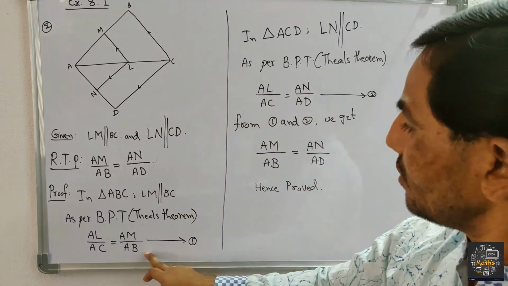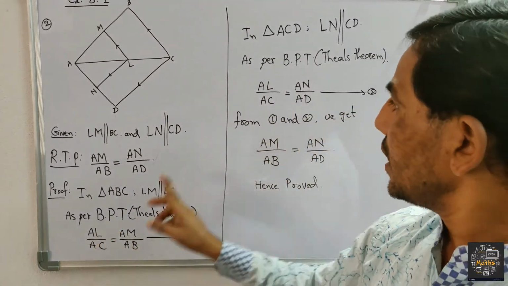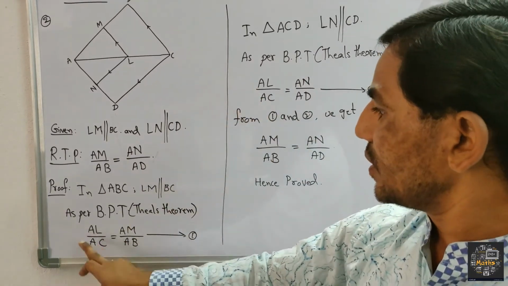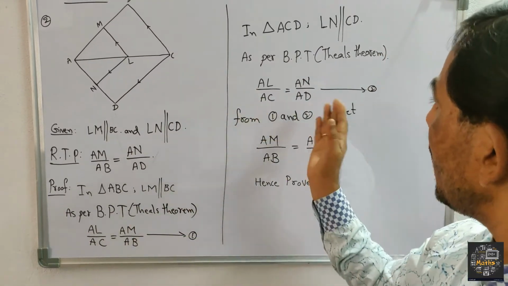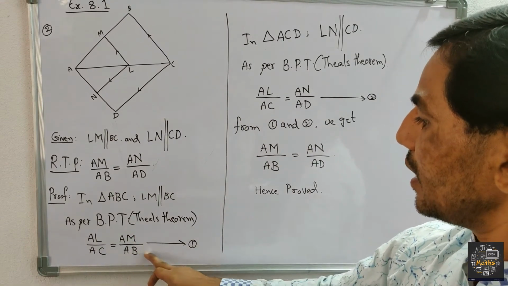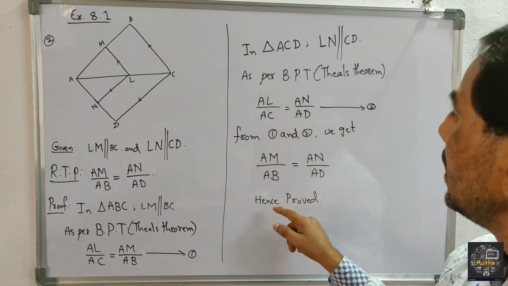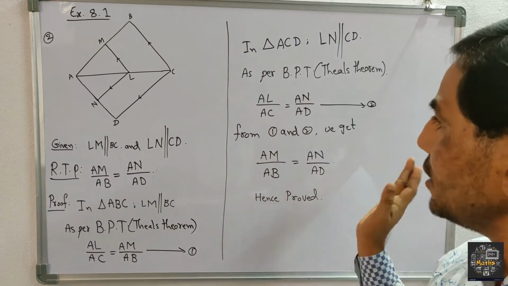So from the first equation and second equation we are getting LHS values are equal. AL by AC, here also AL by AC. So equal, I am taking the right side values, RHS values. AM by AB is equal to AN by AD. This is the required value. So hence proved.